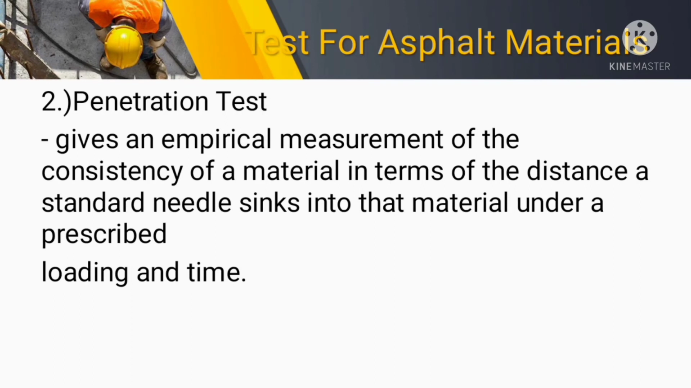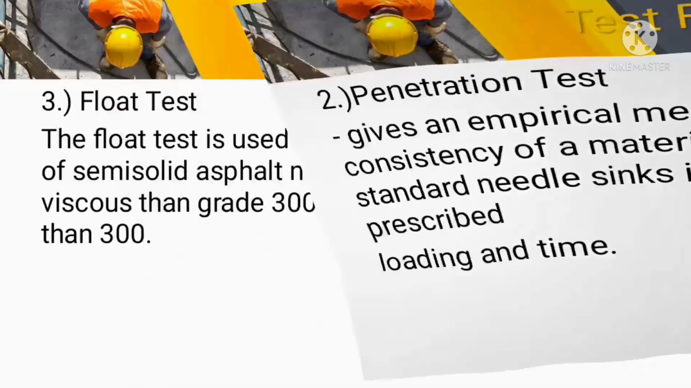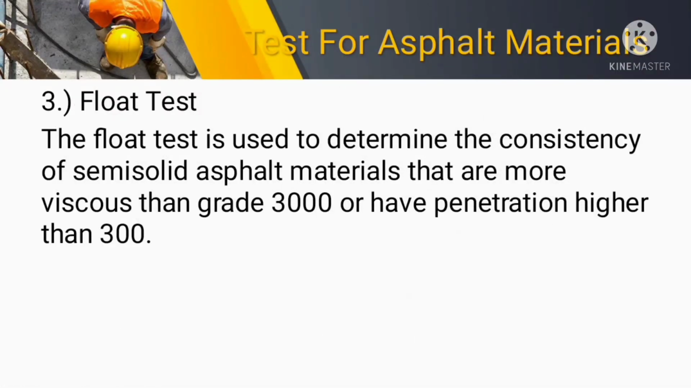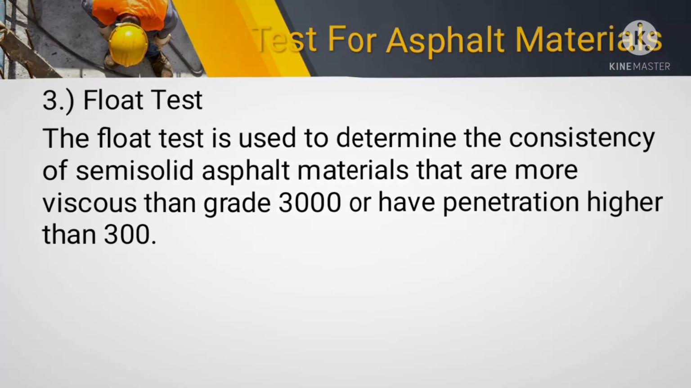Number 2 is the penetration test. It gives an empirical measurement of the consistency of a material in terms of the distance a standard needle sinks into the material under a prescribed loading and time. Number 3 is flow test. The flow test is used to determine the consistency of semi-solid asphalt materials that are more viscous than grade 3000 or have penetration higher than 300.